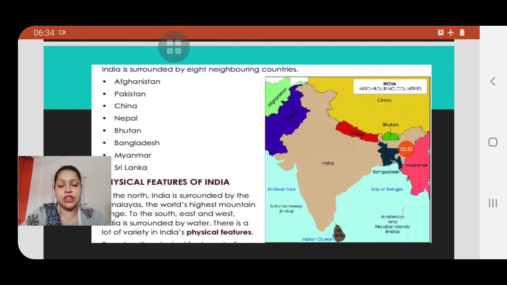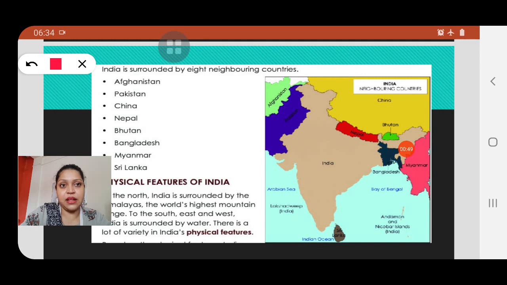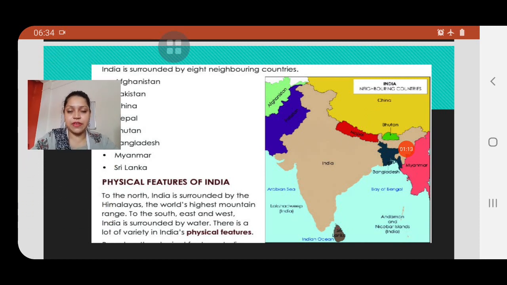Okay, first children, we have studied that India is surrounded by 8 neighboring countries. And can you see the neighboring countries India is surrounded by? They are Afghanistan, Pakistan, China, Bhutan, Nepal, then Myanmar, then Bangladesh, and then Sri Lanka. So these are the 8 neighboring countries which are surrounding India. Next we'll study about the physical features of India.